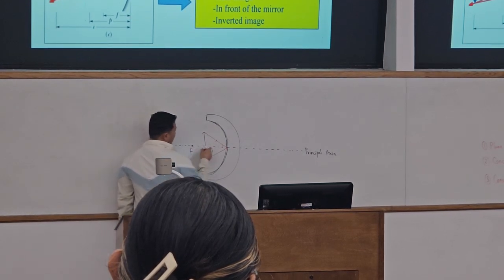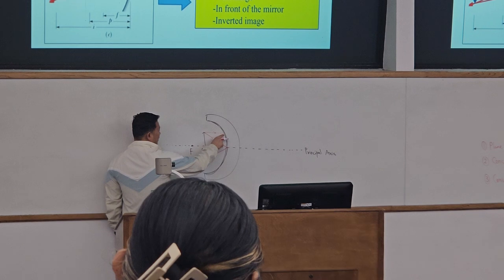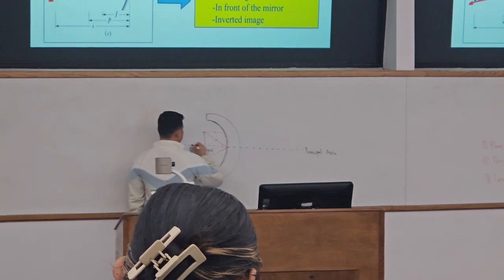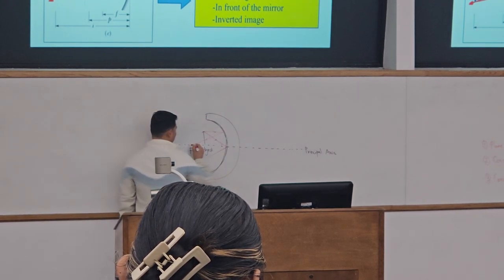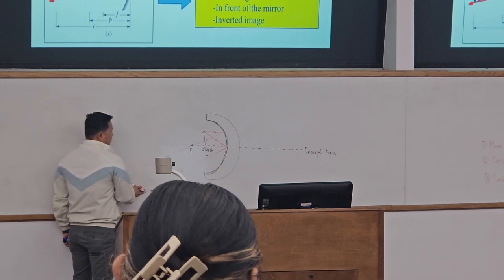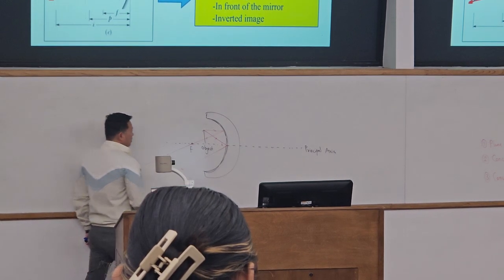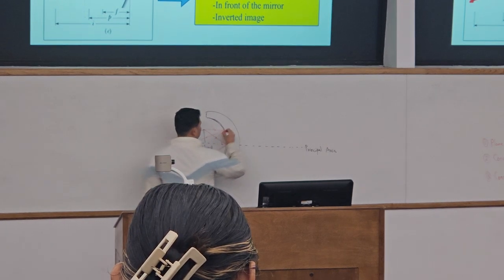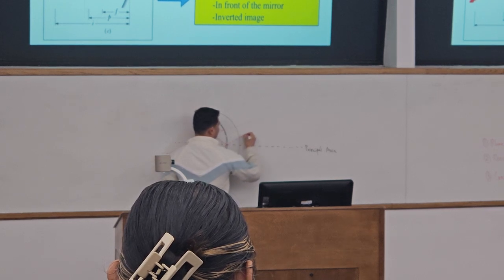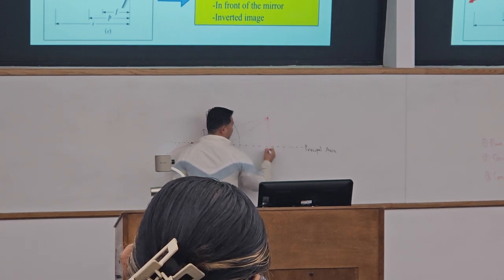Similarly, the second one is going to be parallel to the principal axis, like this. If you have a ray of light that is parallel to the principal axis, it passes through the focus. So basically, after the reflection from the mirror, the rays never meet each other. If you want to find the point where they meet, you need to do extrapolation. This is the place where you have an image.